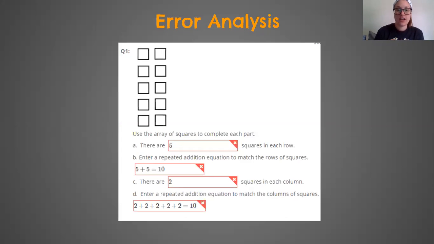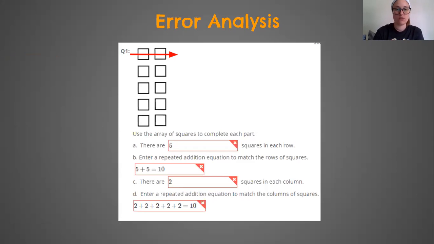All right, so our error analysis, going through question 1. This is just a student's example, and you can see that they got all parts incorrect, and that is because they were actually mixing up their rows and columns. So if we are looking at the first part, it says there are blank squares in each row. We need to look at rows first. Remember, rows go side to side or left to right.